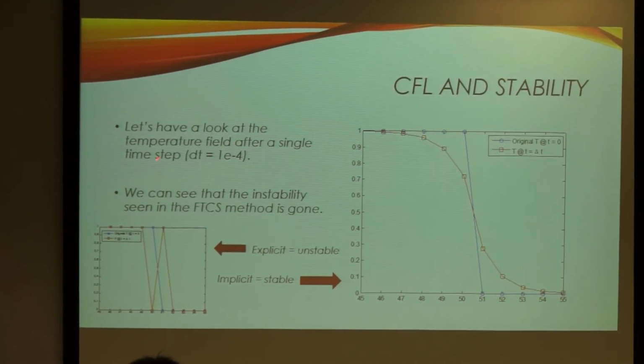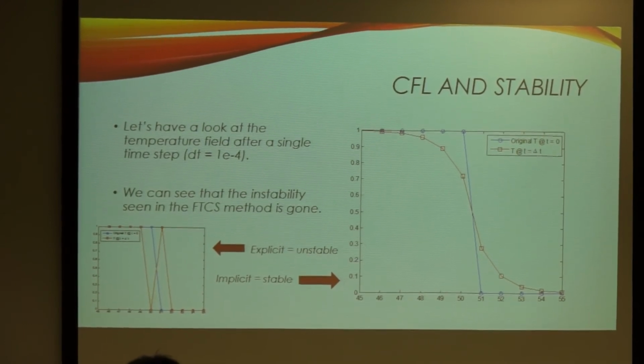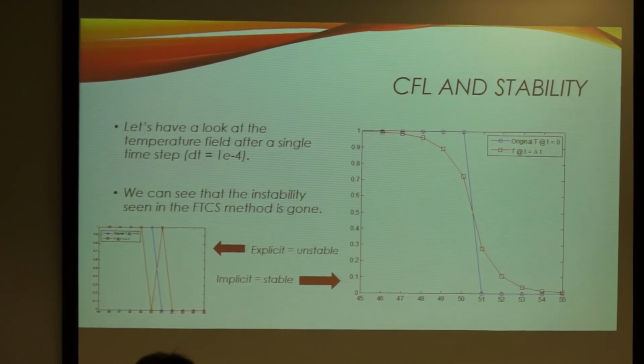If you use implicit and set your dt to be 1 by 10 to the negative 4, you'll see this stable result. So it won't crash. You can actually set your dt to be as large as you like and attempt to compute the correct solution at that time. However, you have to be wary of dispersion errors.